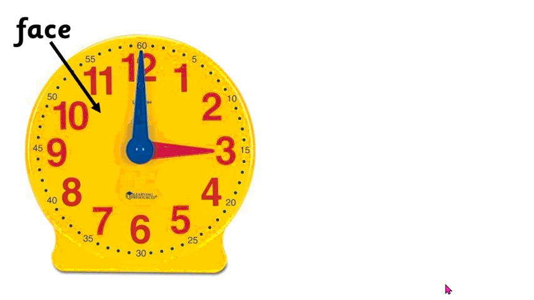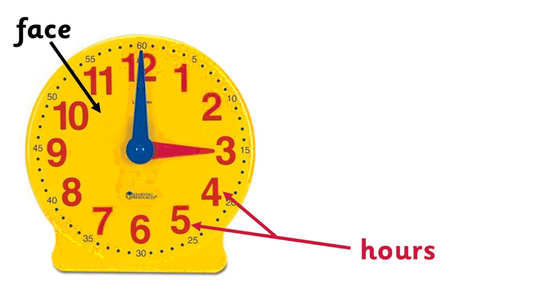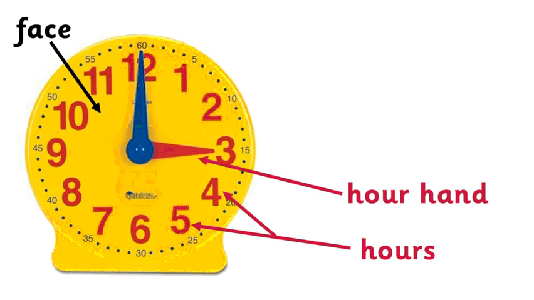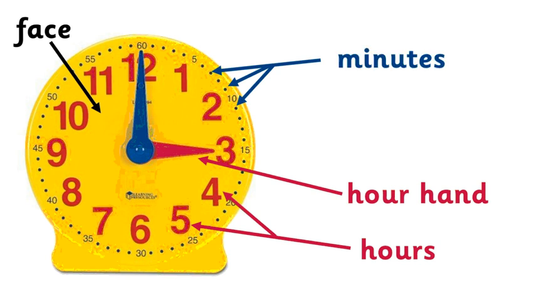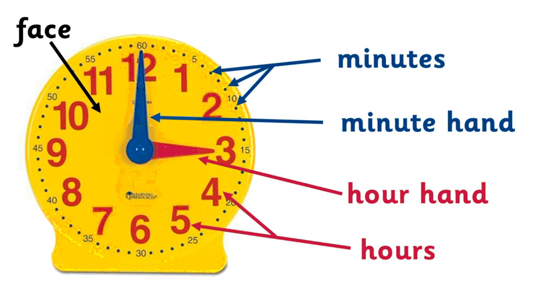So I've told you already, this is the face. What do these red numbers represent? Those are the hours, and we count those using the hour hand. And the blue ones that go around the face, there are 60 of them. They are the minutes. And we count those using the minute hand.